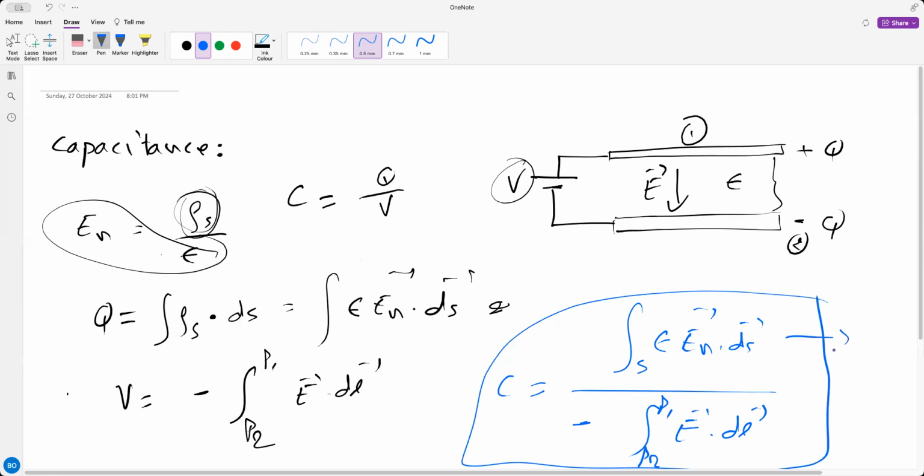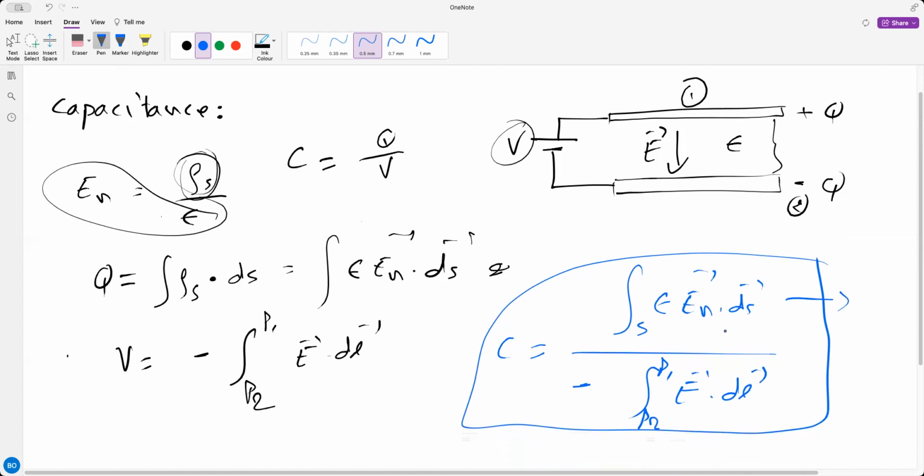This is the general definition of the capacitance. Why do we want the general definition of the capacitance? Because remember, not all electric fields are constant across the surface. And that's why this is general. But if the electric field is constant, then we go back to this simplistic equation. Okay?